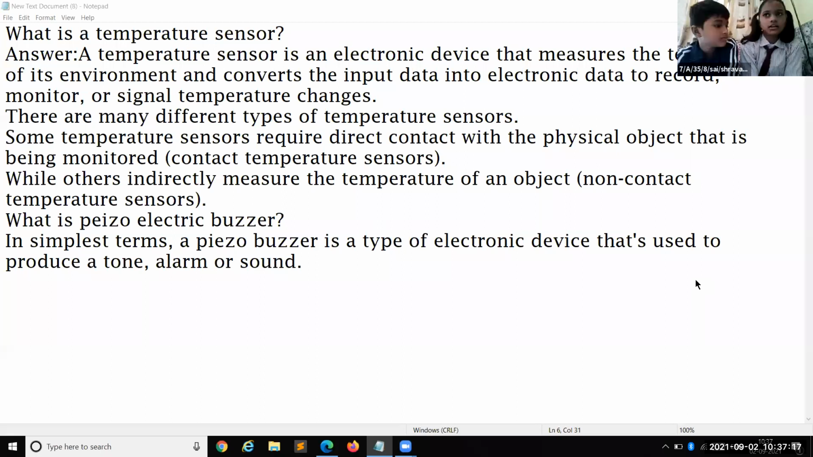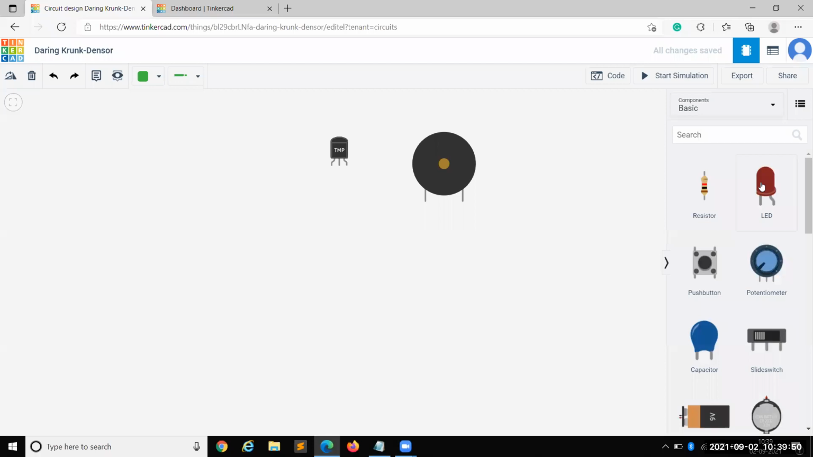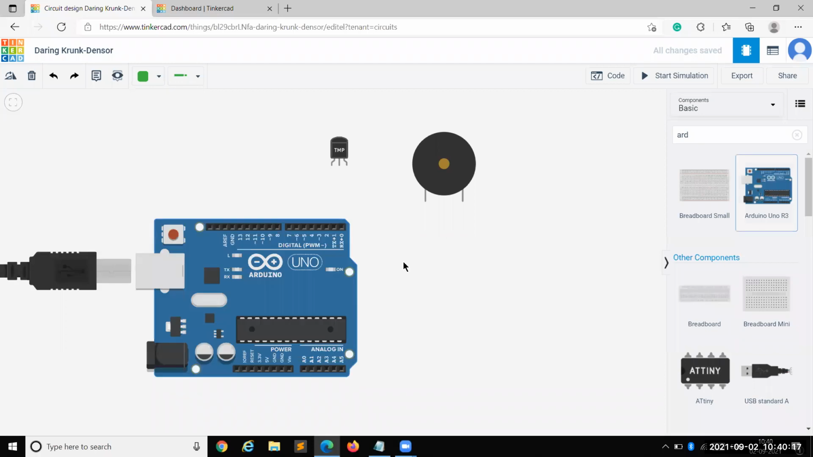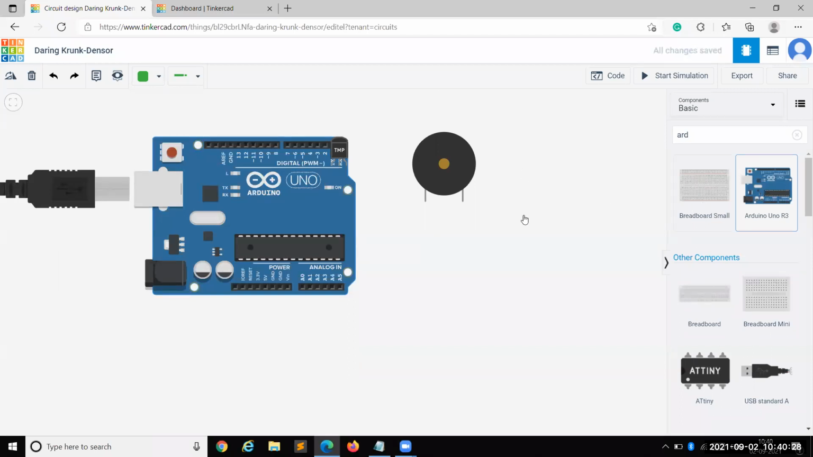Teacher, you can do it with one LED as well, but yes, with three or four, you can get a better idea about it. So we will need the temperature sensor, the piezo buzzer, then we will need the Arduino. Then we will need the breadboard.